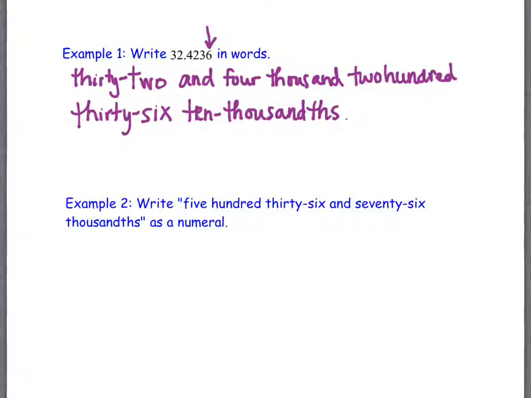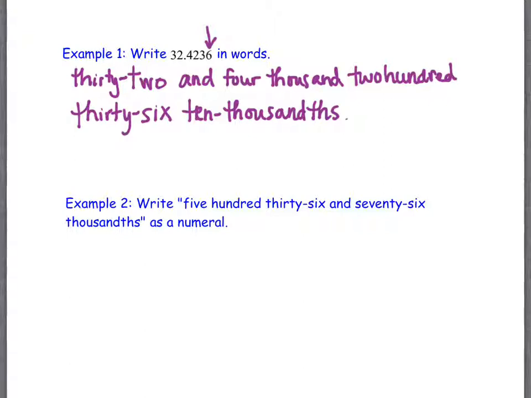This 32 and 4,236 10,000ths. We don't talk that way anymore, do we? And mathematically, that is what that number actually is. So that's what we're going to work with.